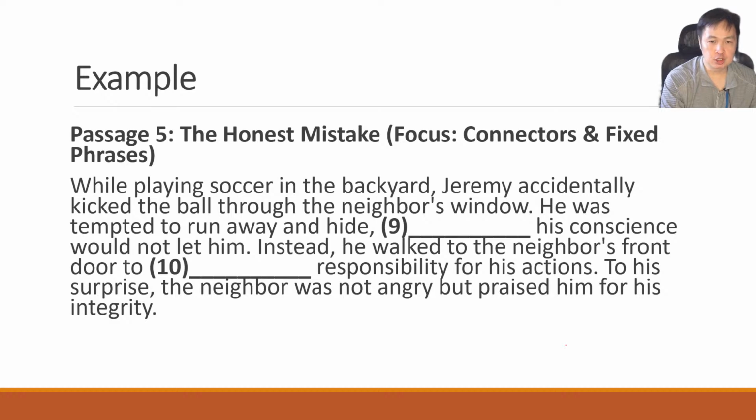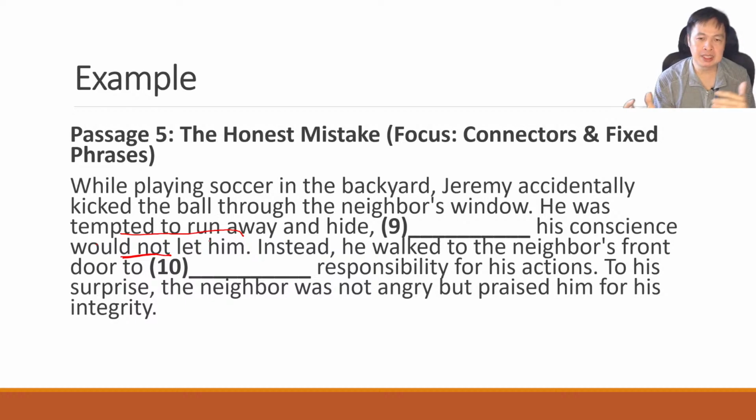So while playing soccer in the backyard, Jeremy accidentally kicked the ball through the neighbor's window. He was tempted to run away and hide. Blank, his conscience would not let him. So based on the clue here, we know that he's tempted to run away, and then the next clause says maybe not. Want to run away, maybe not. So these are opposite ideas.